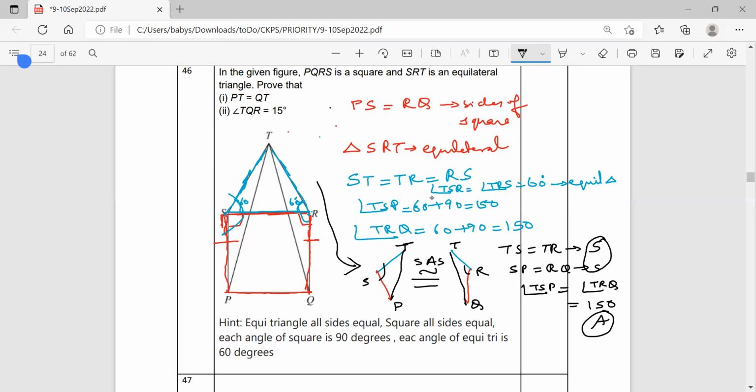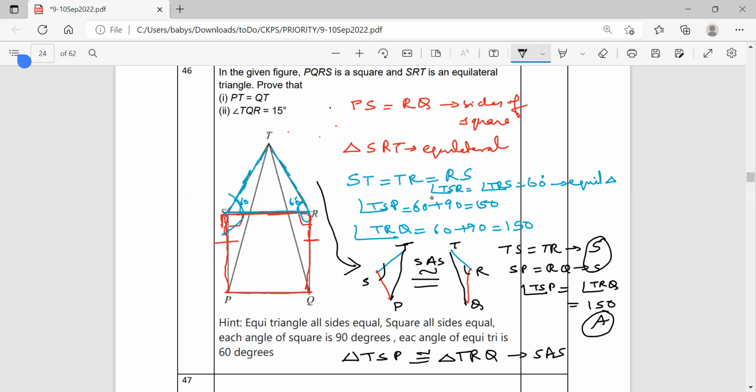Once the two triangles have established congruency, what can I say? That the two triangles are congruent means the corresponding parts are congruent. So now once I establish congruency, I'm writing it down here. Triangle TSP is congruent to triangle TRQ, and that's by SAS.